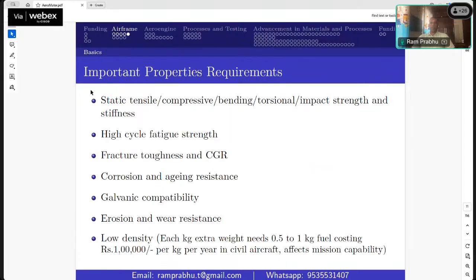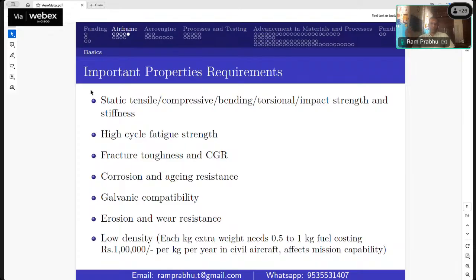Just to give an idea, these are the essential parameters that an aircraft designer will see before selecting the material. If I am a material designer or the aircraft designer, these properties we typically see. Why I mention these properties: when you research anything for the aircraft, you make sure that these properties are taken care of. For example, tension, compression, bending, torsion, impact, stiffness, high cycle fatigue. We don't generally see low cycle fatigue loading on the airframes. And fracture toughness and crack growth resistance.